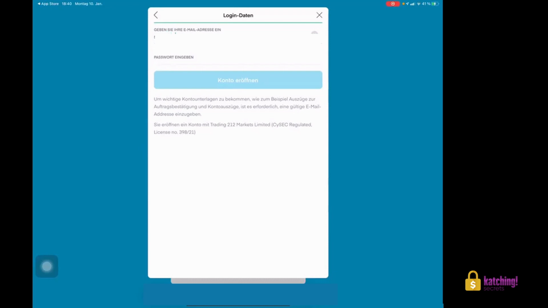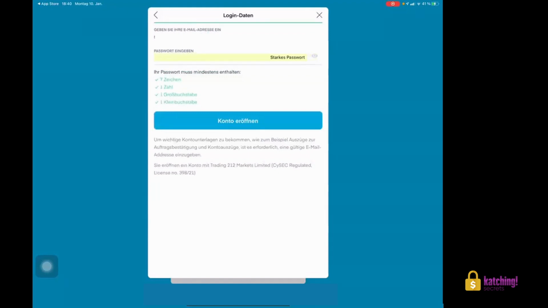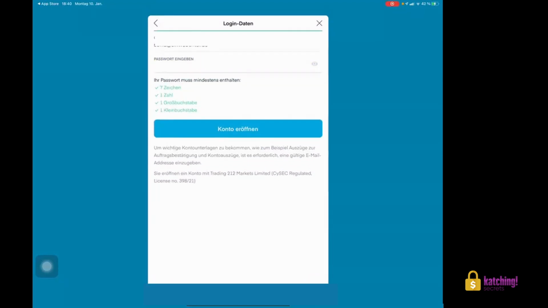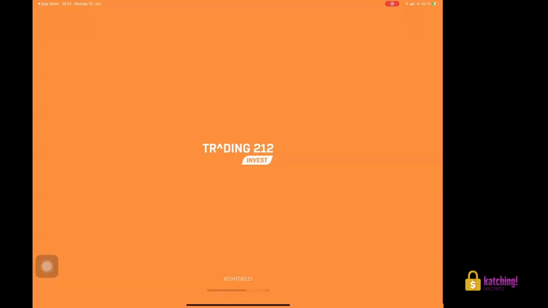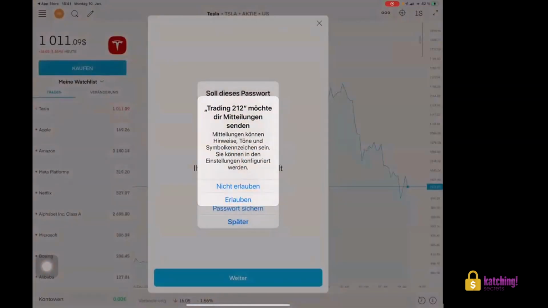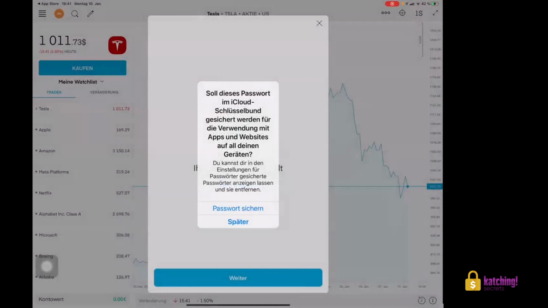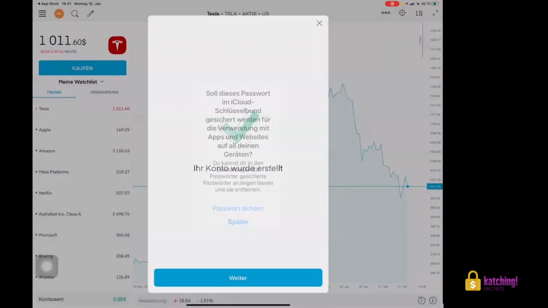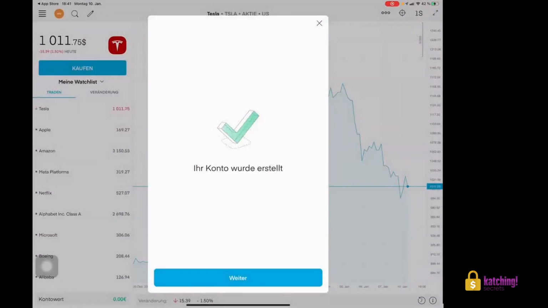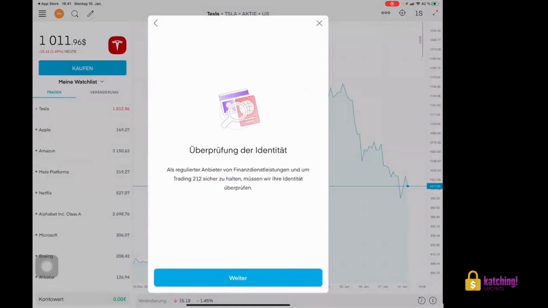So this will be your login credentials. Choose a password, and then you're clicking on open an account, and welcome here to Trading 212. Your account has been set up. You have now to do the KYC. They know your customers, so they are asking you to prove your identity.